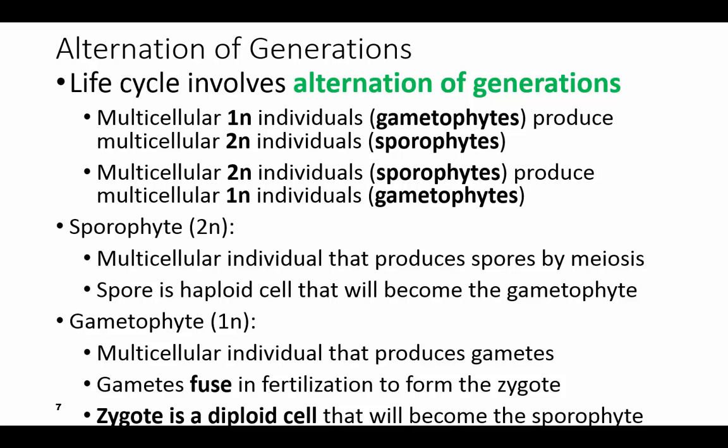As I said, the sporophyte is diploid, 2N, and it produces the spores by meiosis. And the spore is the haploid cell that becomes the gametophyte. The gametophyte is a multicellular individual that produces the gametes, and the gametes fuse to form the zygote during fertilization, and the zygote is the diploid cell that becomes the sporophyte.